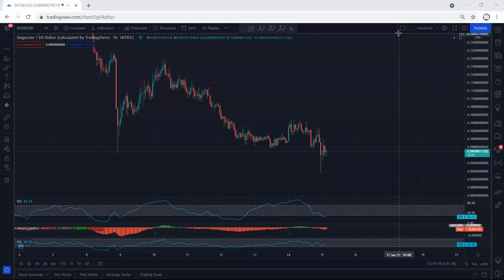We start with the 1 hour chart. Just want to analyze the chart. We're following the HITBTC. As we know, for Doge, on HITBTC the price is almost much lower than other exchanges. Anyway, we start with the higher time frame.